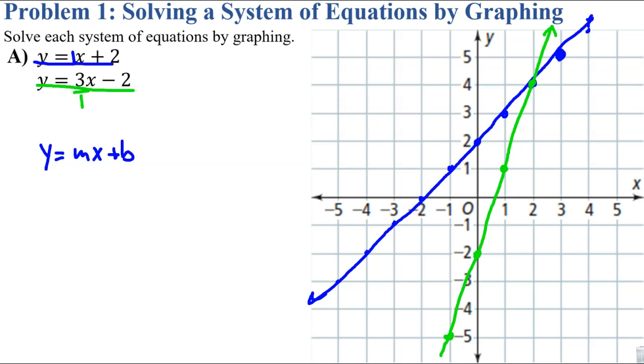And I see my solution visually right here. It's going to be where these two values come together. Okay, when x is 2 and y is 4, we have our solution to this system.